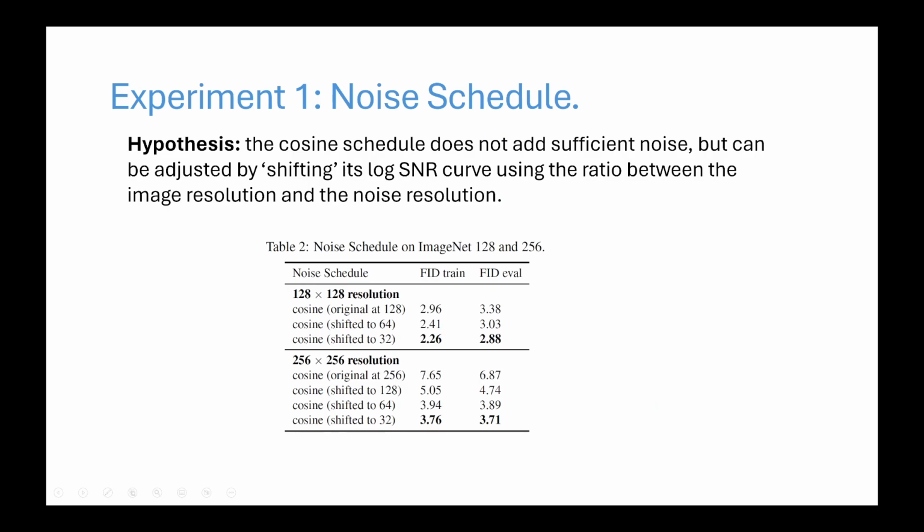As can be seen in Table 2 for ImageNet at resolution 128 and resolution 256, shifting the noise schedule considerably improves performance. The difference is especially noticeable at the higher resolution, where the difference is 7.65 for the original cosine schedule against 3.76 for the shifted schedule in FID on the trained data. Notice that the difference in performance between the shift towards either 64 and 32 is relatively small, being slightly better for the 32 shift.